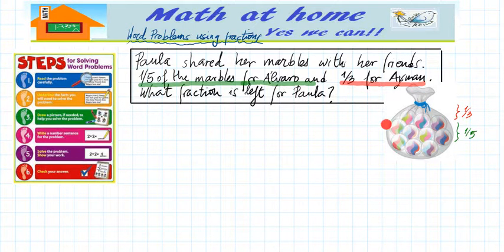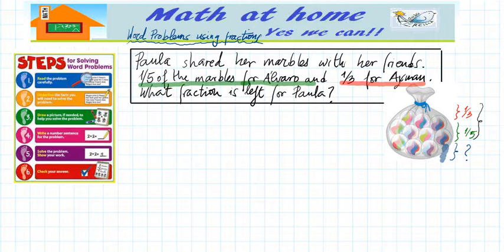We don't know how many marbles there are. We know that one third is for Ayman, one fifth is for Alvaro, and the rest is what Paula has left. So we can use the color blue to represent the rest. But we don't know how much the rest is. How many marbles is the fraction that is left? Okay, so the best way to solve the problem is by adding the total that Paula shares.